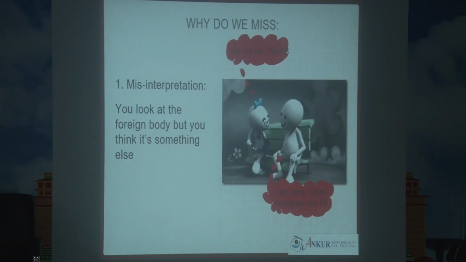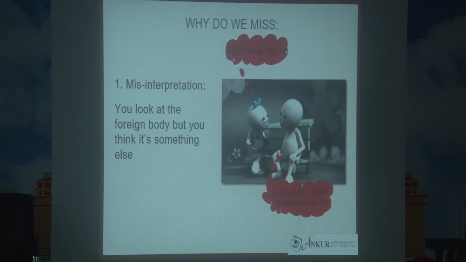So these are basically the thorns, the sugarcane leaf thorns sitting in a row. So why was this missed? Because of misinterpretation. You look at the foreign body, but you think it is something else.